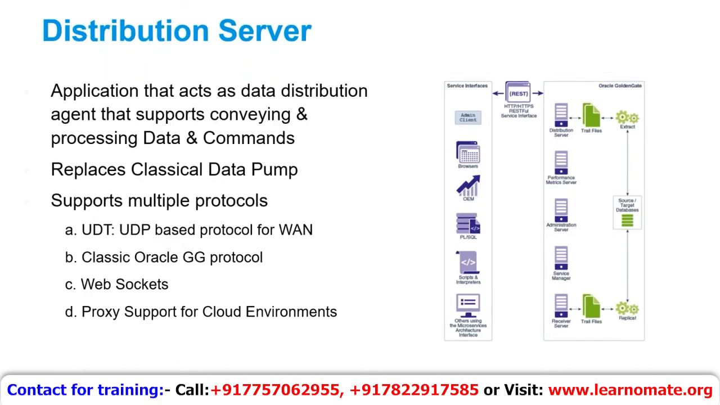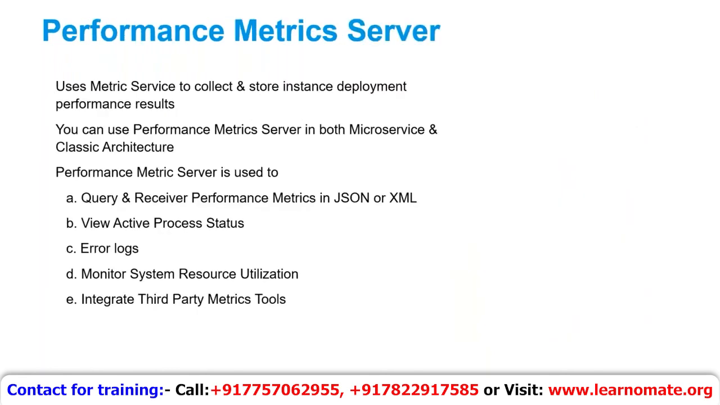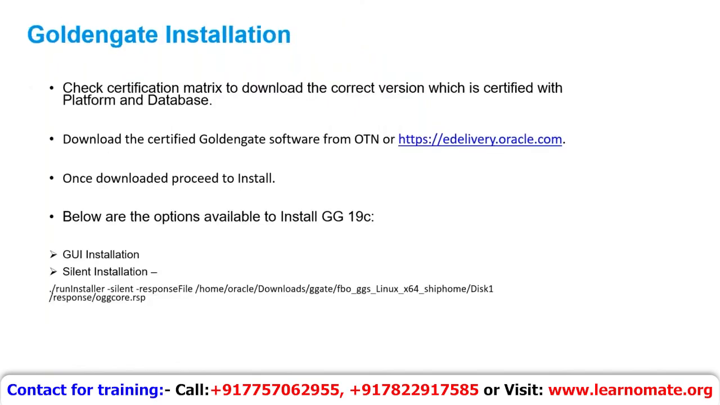Distribution server acts as a data distribution agent that supports conveying and processing data in commands. It replaces the classical data pump. Performance metric server uses metric server to collect and store instance deployment performance results. The performance metric server is a huge addition to the core product. You can use it in both classic as well as microservices architecture.